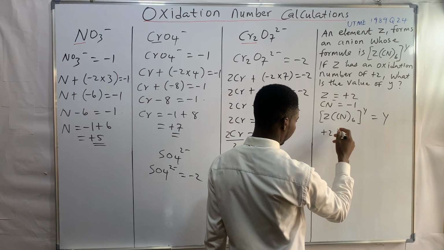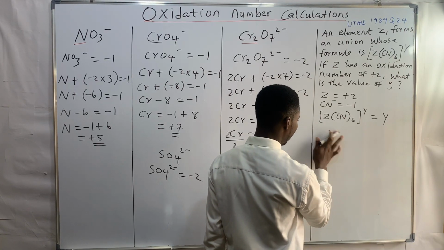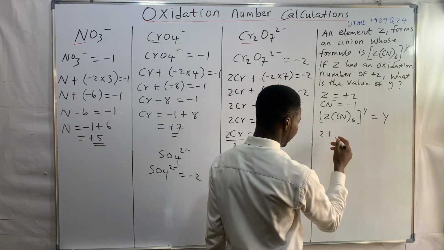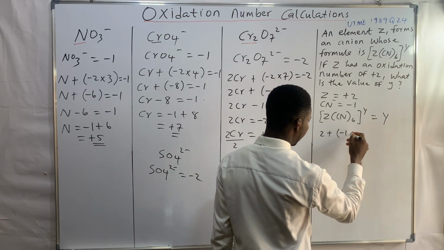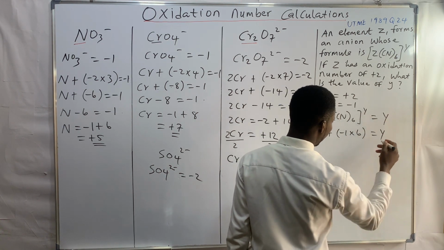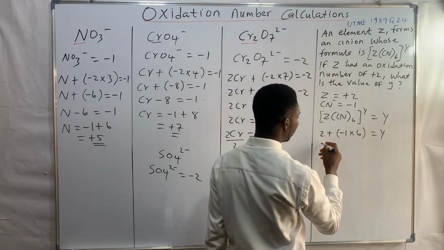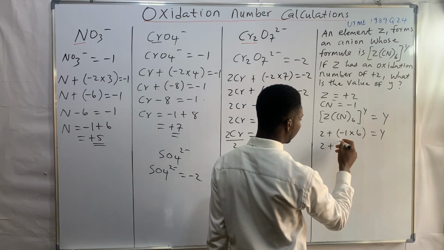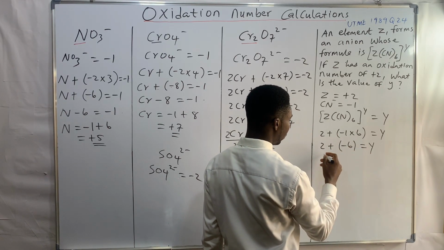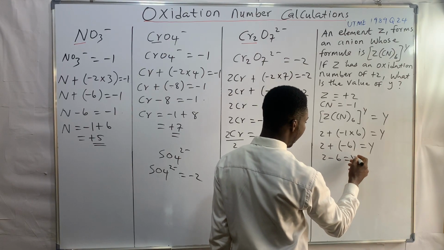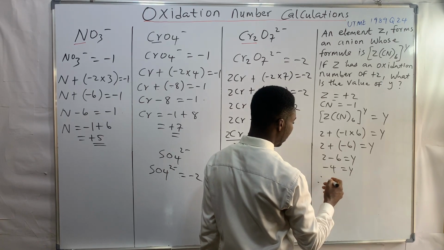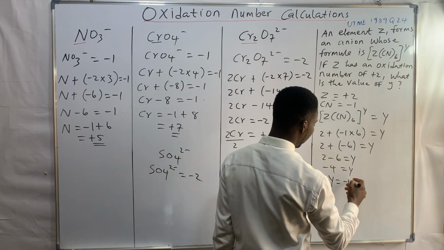So +2. Cyanide is -1, right? -1 times 6. Then what next? Equals Y. So that's what you do. 2 plus -1 times 6, that's what? -6 equals Y. So plus minus is minus, it becomes 2 minus 6 equals Y. So 2 minus 6 is -4 equals Y. Therefore, Y becomes what? Equals -4.